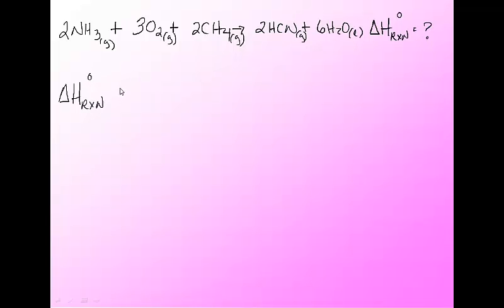and keep in mind it's products minus reactants, so I kind of put everything in big brackets. It's the product side first. So for the HCN, it's 2 moles because that's the coefficient, because the heat of formation of HCN is per 1 mole. Well, I don't have 1 mole, I have 2.